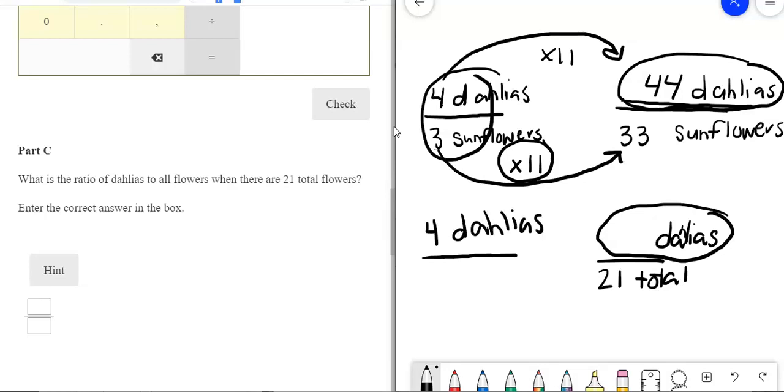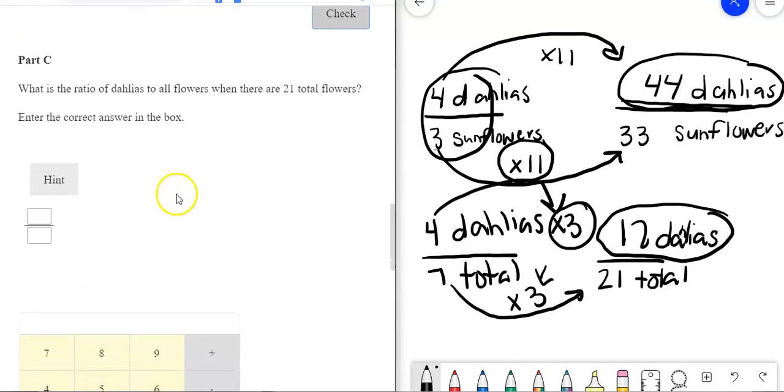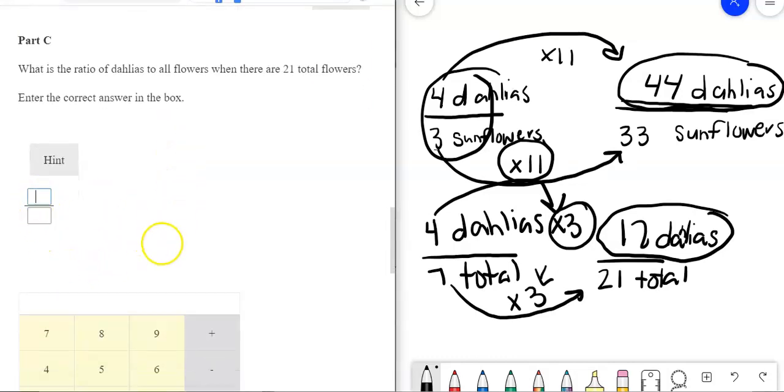The total. So I have to count up both of these. So 3 plus 4 is 7. So I'd have 7 total at that time. 7 times 3 is 21. And 4 times 3 is 12. I chose to multiply by 3 here because I multiplied by 3 there. So we get 12 over 21.